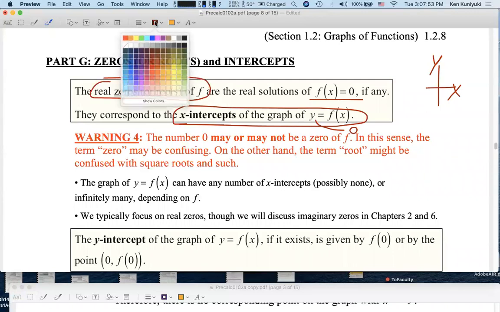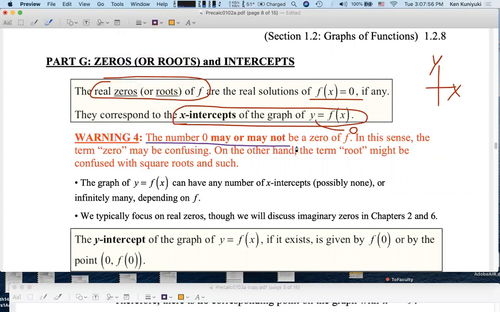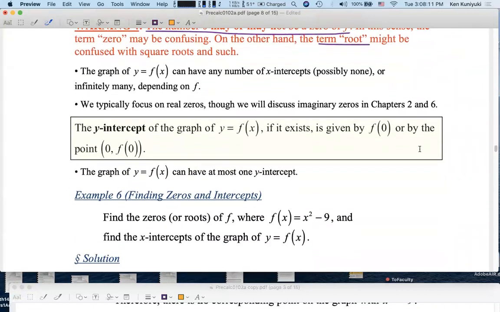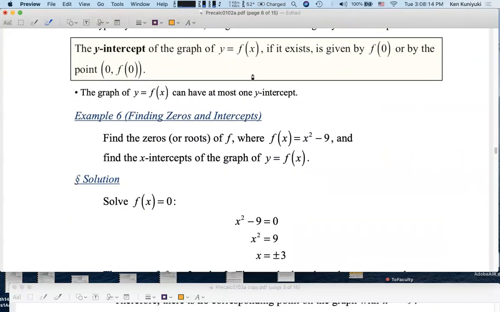Bear in mind that the number 0 itself may or may not be a 0, so the term 0 might be misleading, but then again, the term root can also be misleading as well. Bottom line, we want the real solutions for y, or f of x, equal to 0. Now, to find the y-intercept, that's usually easier. To find a y-intercept, we plug in x equals 0, which means that we're evaluating f of 0. And we identify the corresponding point, 0, f of 0. If 0 is not in the domain, then there is no y-intercept.